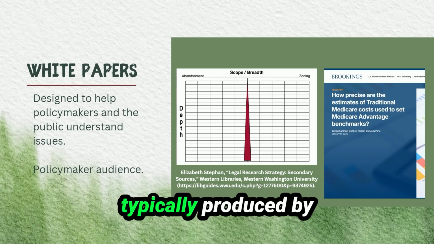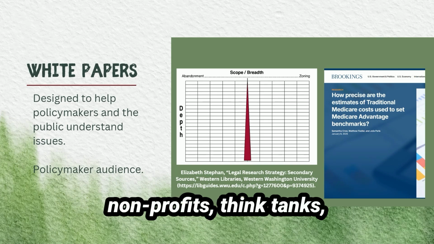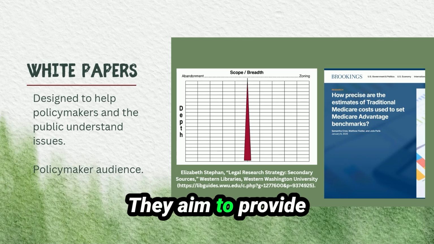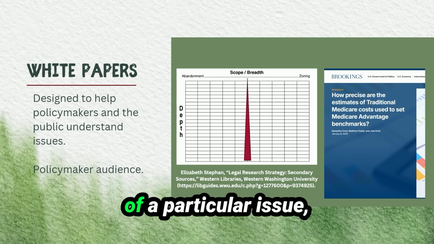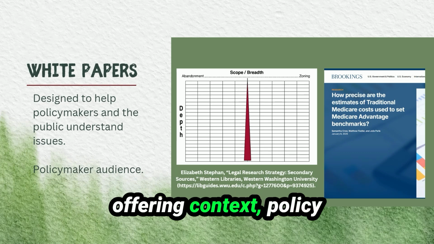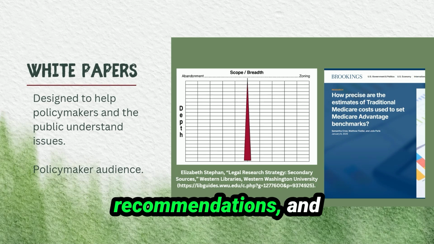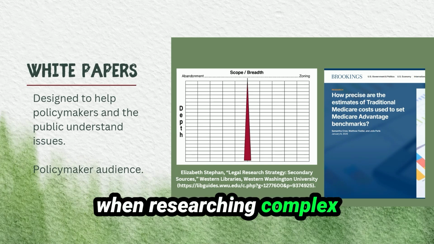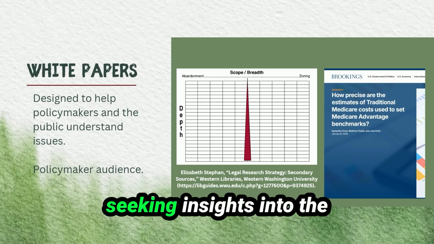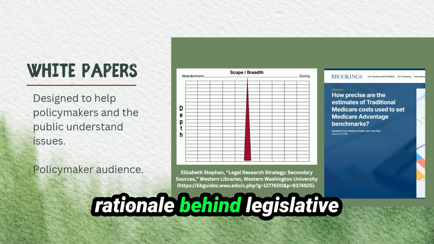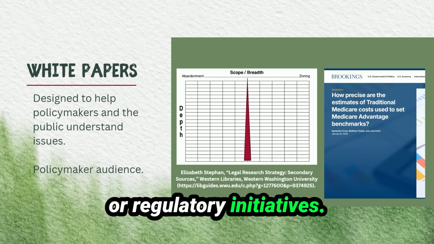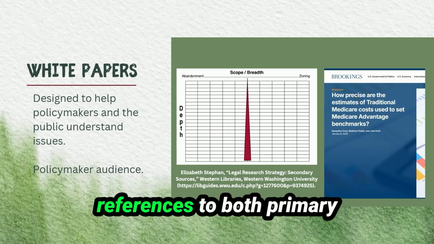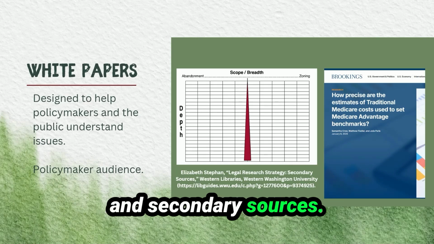These documents are typically produced by government agencies, nonprofits, think tanks, or industry groups. They aim to provide an in depth analysis of a particular issue, offering context, policy recommendations, and supporting evidence. White papers are invaluable when researching complex policy questions or seeking insights into the rationale behind legislative or regulatory initiatives. They often include extensive data, expert analysis, and references to both primary and secondary sources.